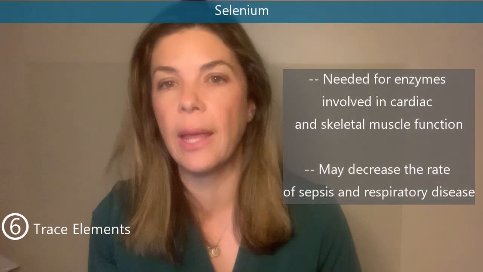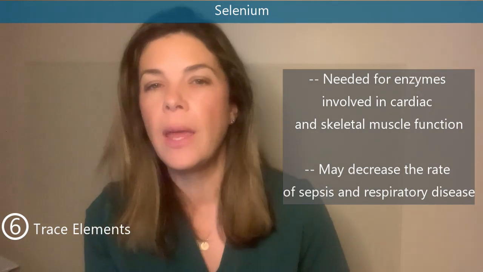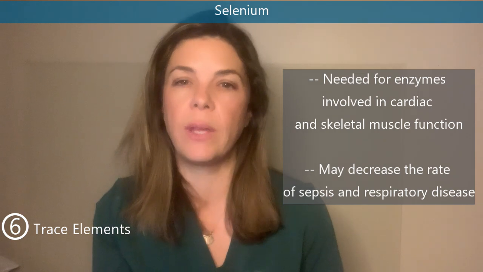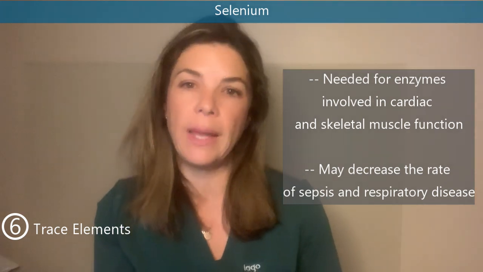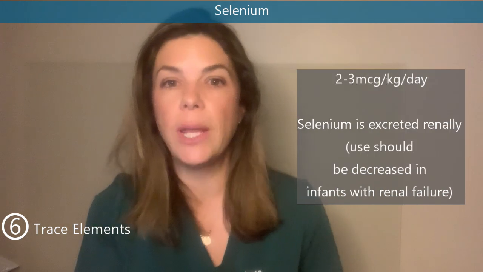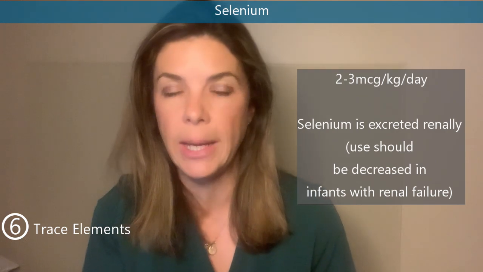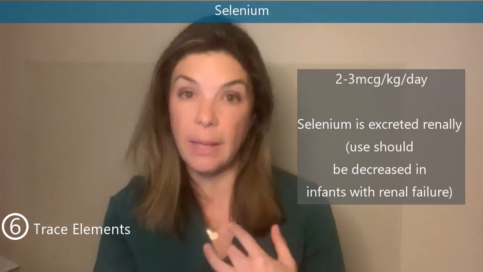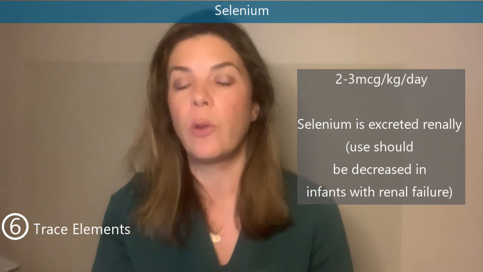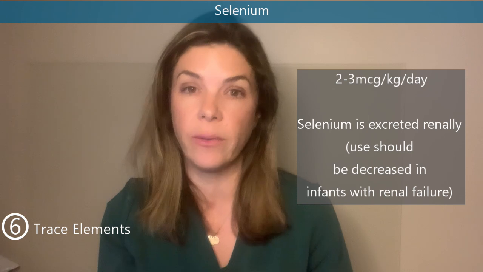What about selenium? Selenium is needed in the function of skeletal as well as cardiac muscles. And some preliminary data has suggested that when selenium is given, infants are less likely to get sepsis and bad lung disease. Generally, babies need between 2 to 3 micrograms per kilo per day of selenium. And as an aside, selenium is excreted renally. So if a baby has renal failure, then you should go down on the amount of selenium that you're giving the baby.